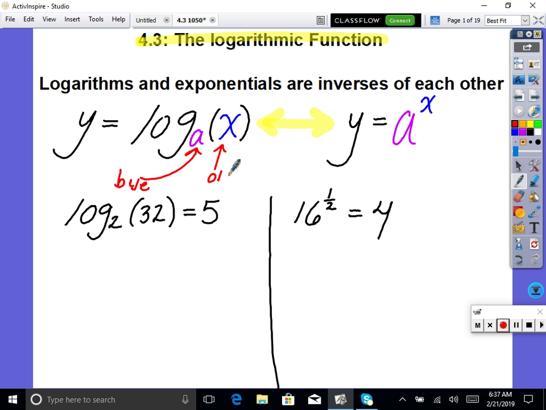of x. Uh-oh, we better switch pens before this just becomes bad news. Okay.